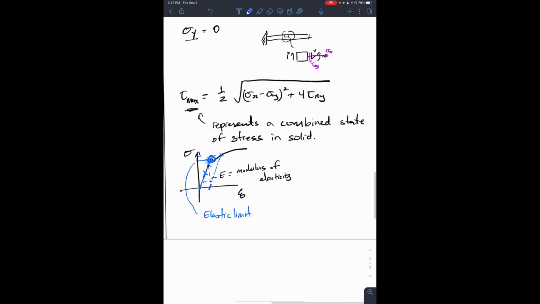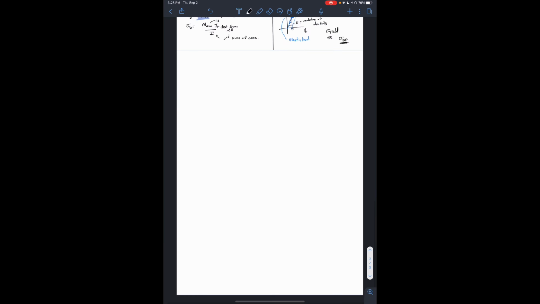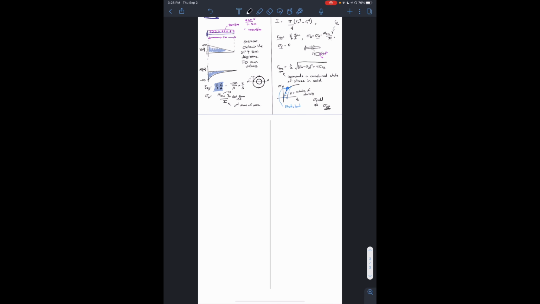So this point here, we call our yield point, or elastic limit. So that is sigma yield, or I would write sigma yield point, YP. And what we're saying is that we don't want the state of stress in the material to surpass this, because if it surpasses this, then you would have permanent deformation happening. So now we have a material property that we could compare to our calculated stress.